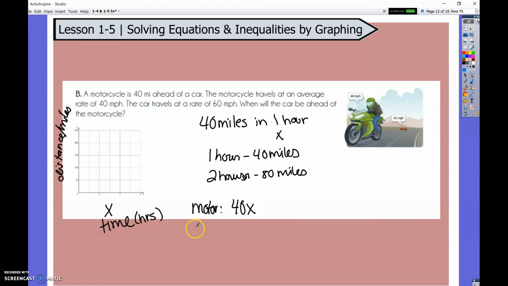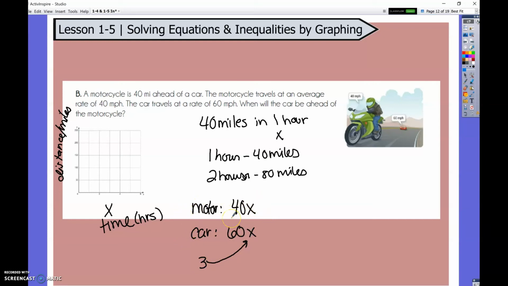Now, as for the car, he's going to go 60 miles every hour. So again, if he traveled 3 hours, we could put that 3 in there and go, oh yeah, 60 miles, 60 miles, 60 miles. He's going to go a total of 180 miles in 3 hours. So that's why I like these equations.